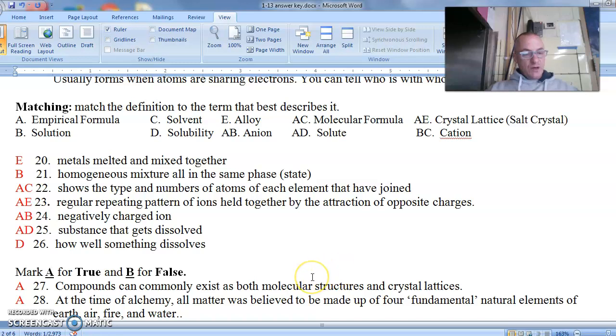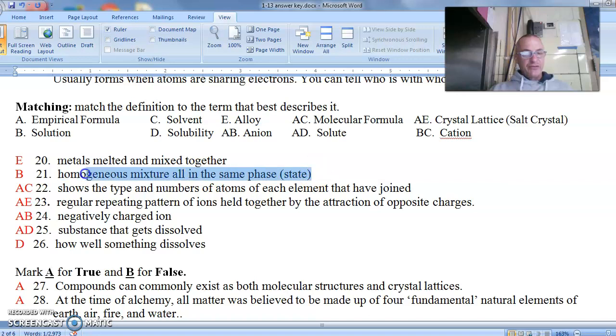Number 20 through 26 are also definitions. What do we call anytime metals are melted and mixed together? It's not a chemical reaction. It's just the melting of different metals, such as brass, which is copper and zinc. Bronze, which is copper and tin melted together. What do we call that? That's an alloy. What do we call a homogeneous mixture all in the same phase?